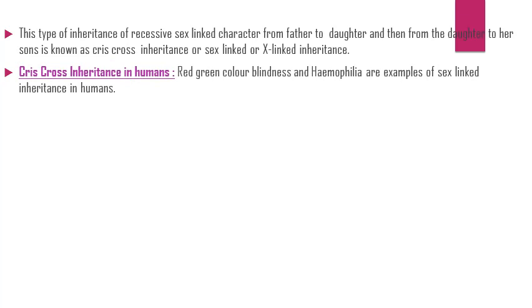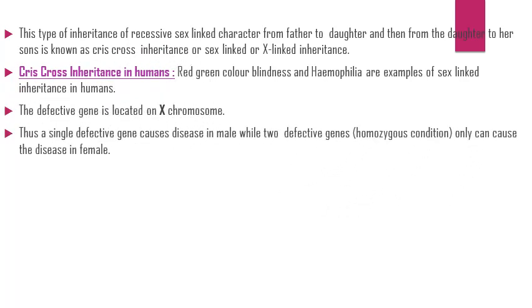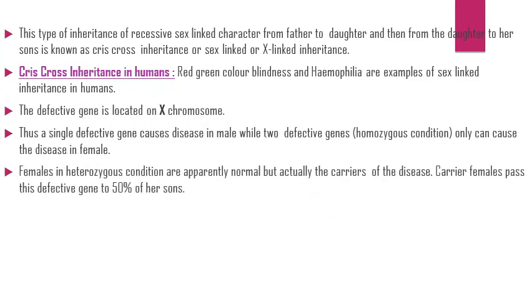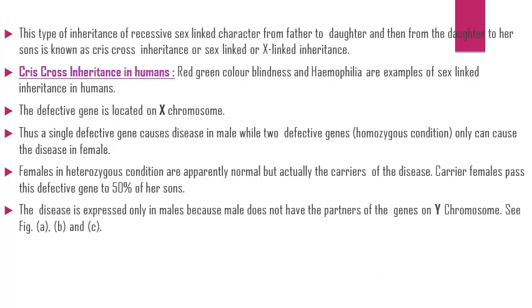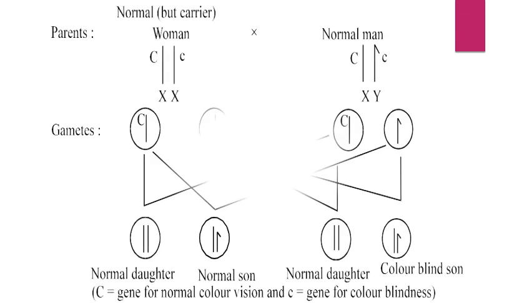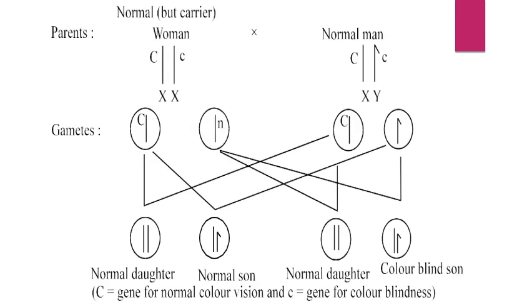Red-green color blindness and hemophilia are examples of sex-linked inheritance in humans. The defective gene is located on the X chromosome. Thus, a single defective gene causes disease in a male, while two defective genes are needed to cause the disease in a female. Females in heterozygous condition are apparently normal, but actually carriers of the disease. A female passes this defective gene to 50% of her sons. This disease is expressed only in males because a male does not have the partner of the gene on the Y chromosome. You can see this in the figure. Try to figure it out.